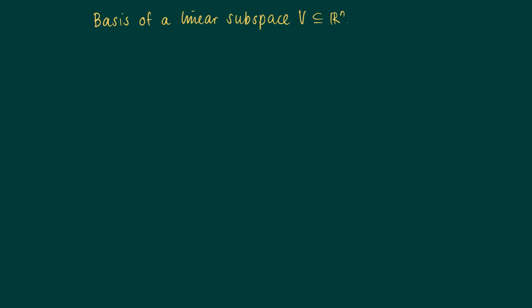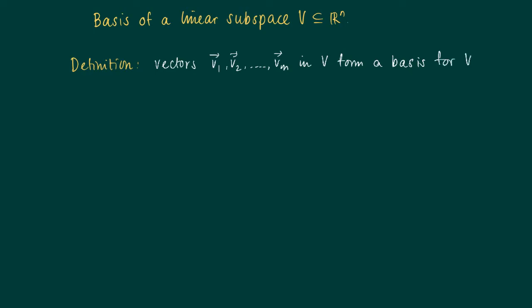Here we introduce the basis of a linear subspace V in Rn as an efficient way to describe this subspace. We define vectors V1, V2, etc. till Vm in Rn. So these m vectors are all members of the linear subspace. They form a basis for V if two conditions hold.